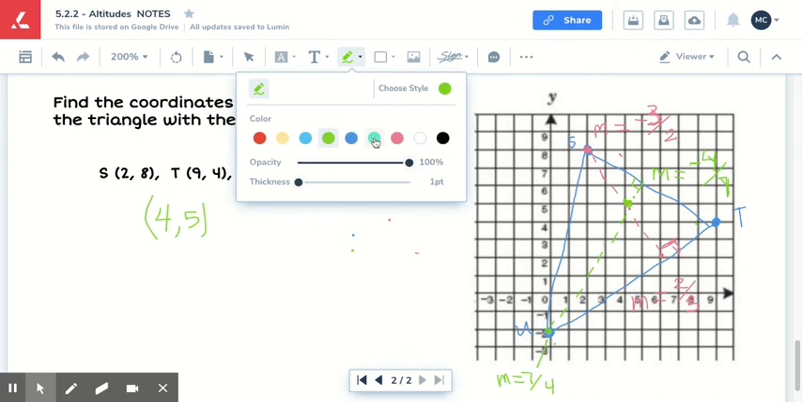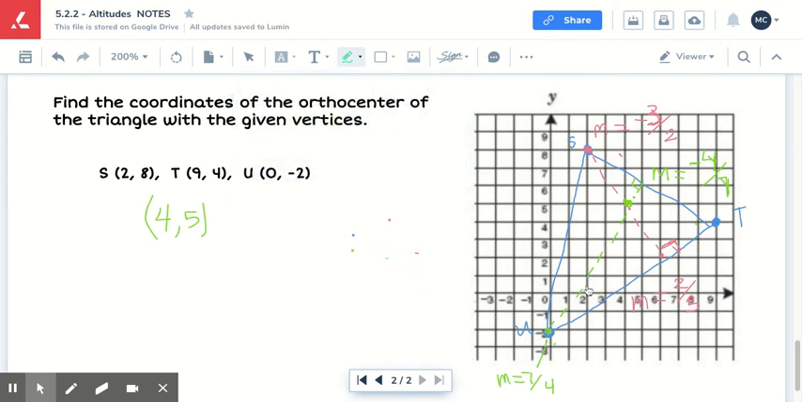So let me pick a different color, maybe that one there. Okay, and this time we're going from point T, and it needs to be perpendicular to SU. So I need the slope of SU. Again, I'm going to count from endpoint to endpoint. It is positive, I can tell because it's going upward. If I go from U up to S, that would be up 10 and over 2, which reduces to 5. So the slope of the line I'm going to draw on this one has to be the opposite reciprocal of 5, so that would be negative 1/5.